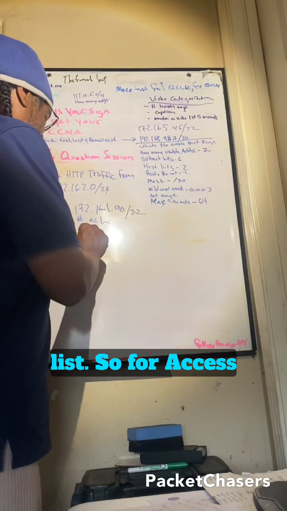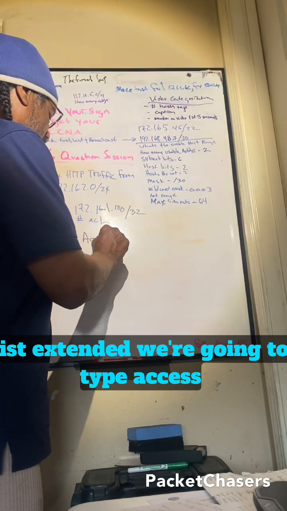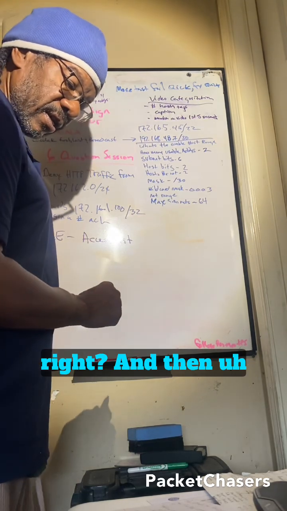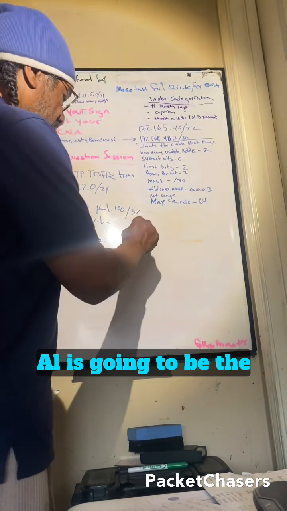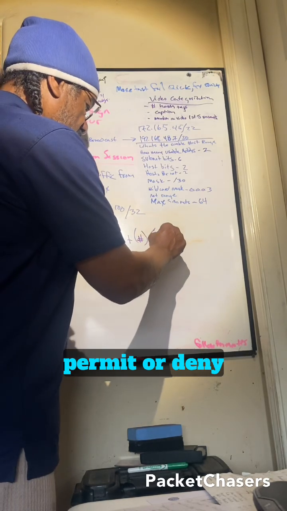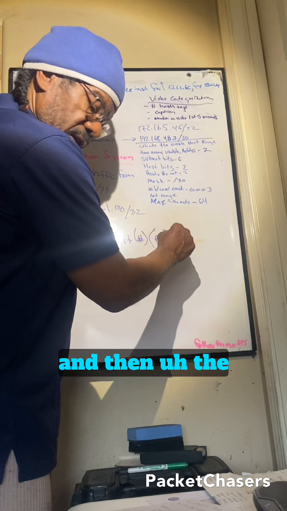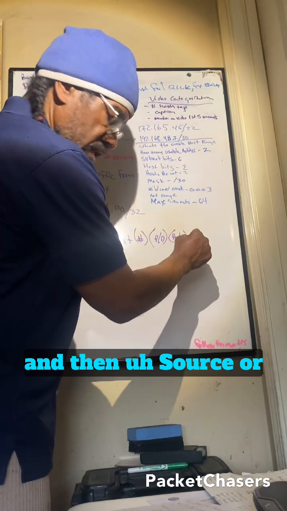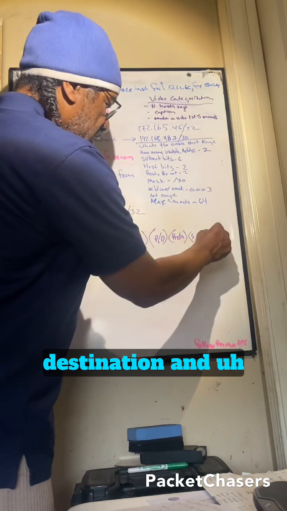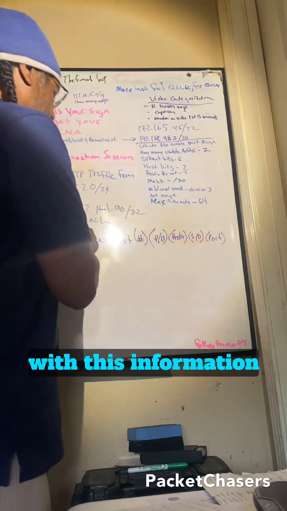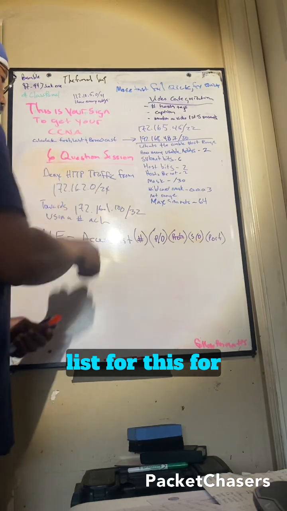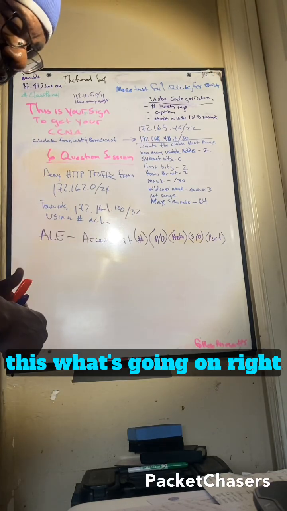So for access list extended, we're going to type access-list, right? And then ALE is going to be the number, right? And then permit or deny, and then the protocol, and then source or destination, and the port, right? So with this information, we're going to create an access list for what's going on right here.